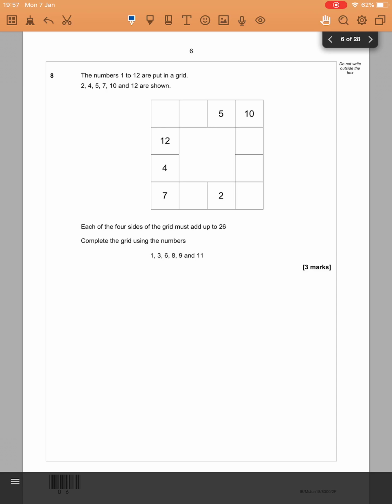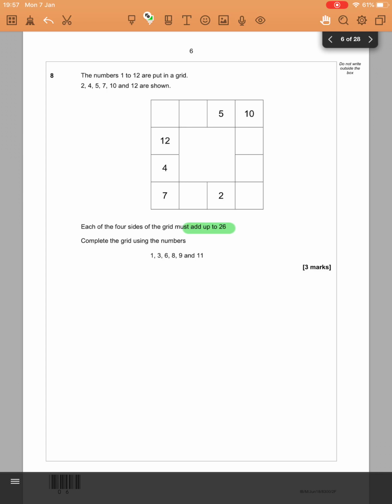Question 8. Numbers 1 to 12 are put in a grid. 2, 4, 5, 7, 10 and 12 are already put on the grid. Each of the 4 sides of the grid must add up to 26. So this has to add to 26. This has to add to 26. So does this. And so does this. So that's what we're aiming to do, make all the sides add up to 26.